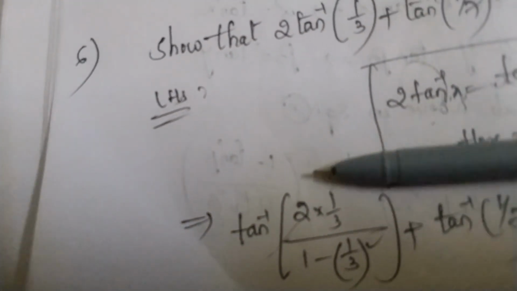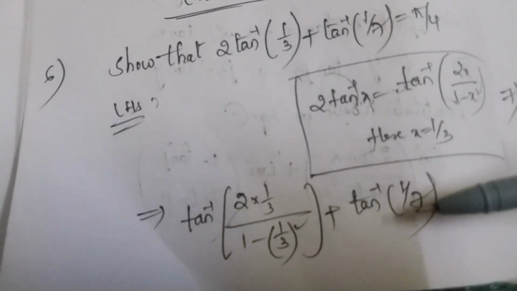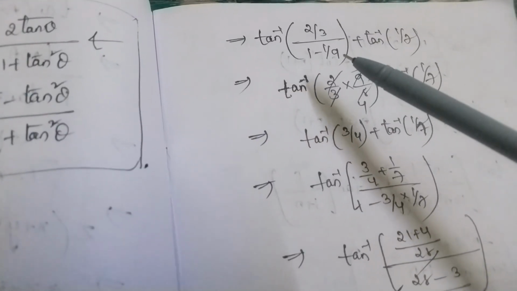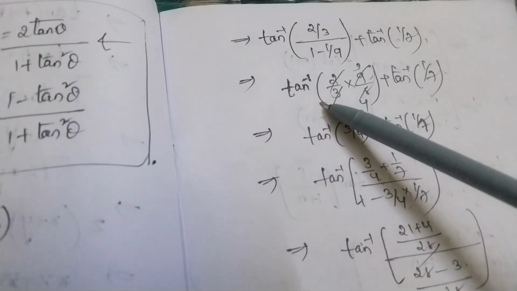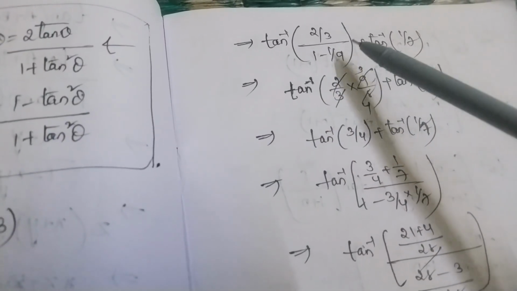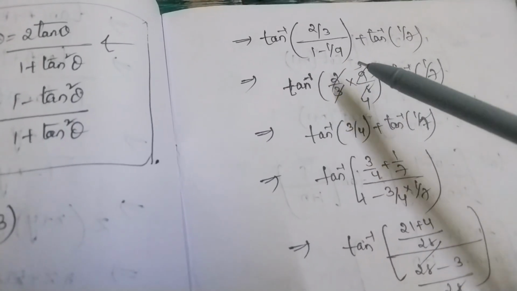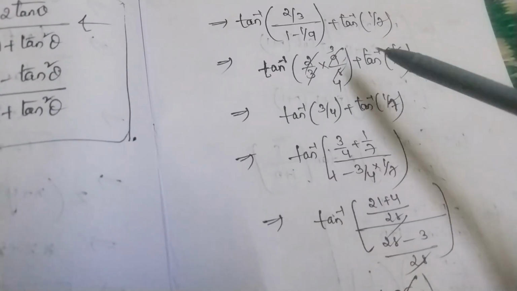Substitute here. So it will be tan inverse of 2x. It is 2 into 1 by 3 by 1 minus x square, means 1 minus 1 by 3 whole square, plus tan inverse of 1 by 7. So look at here. After multiplying, I have got tan inverse of 2 by 3 by 1 minus 1 by 3 whole square becomes 1 by 9. And the second term is plus tan inverse of 1 by 7. So after taking the LCM, we get 2 by 3 divided by 9 minus 1, 8 by 9. So it becomes reciprocal. So 2 by 3 into 9 by 8 we get, plus tan inverse of 1 by 7.